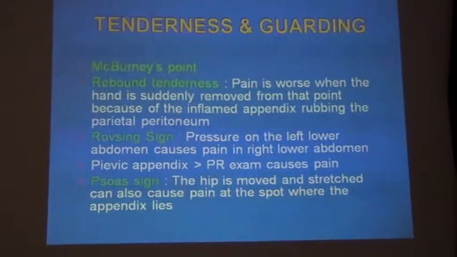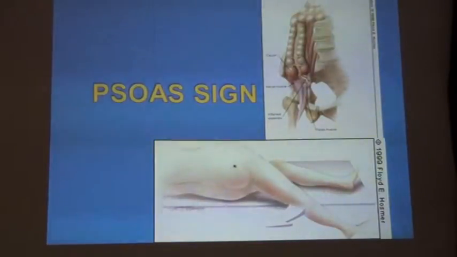In pelvic appendicitis, sometimes rectal examination may elicit tenderness. And the psoas sign: the hip is moved and stressed. This can also cause pain at the spot where the appendix lies. This is the psoas sign. This is the iliopsoas muscle getting inserted in the femur. This is the inflamed appendix. This is the cecum. So if you extend the stressed lower limb, the patient will get pain here. So this is called the psoas sign.